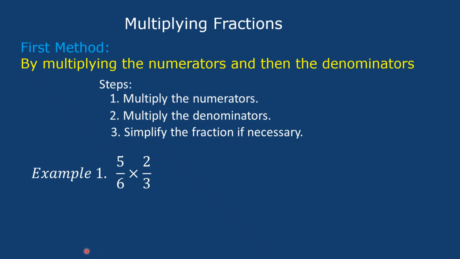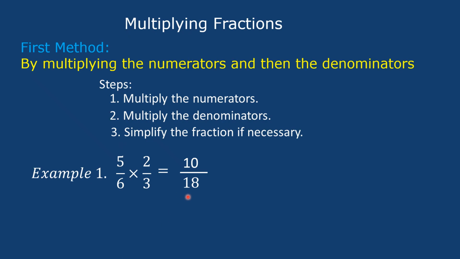Example number 1, 5 over 6 times 2 over 3. Step number 1, multiply the numerators. So we multiply 5 by 2. Step number 2, multiply the denominators. So we multiply 6 by 3. 5 times 2 is 10. 6 times 3 is 18. So this is equal to 10 over 18.